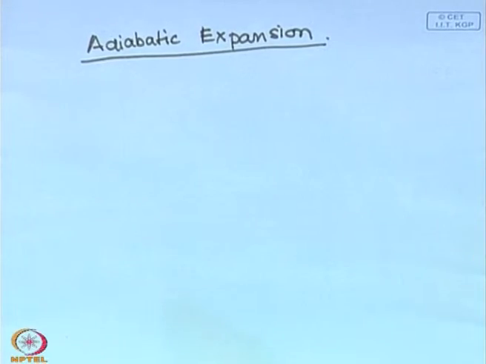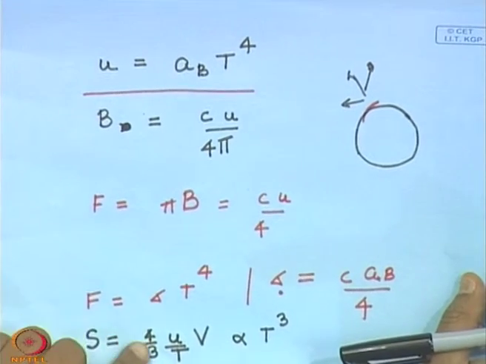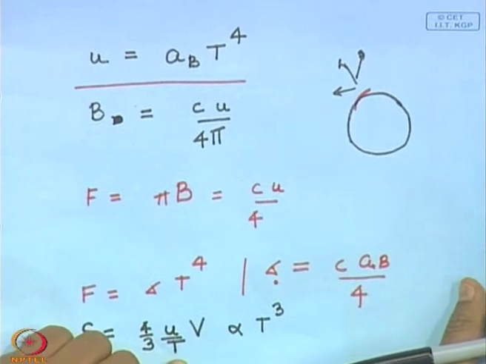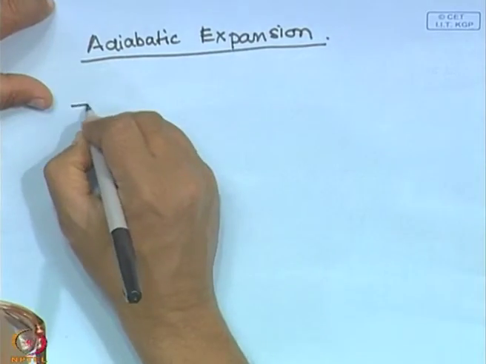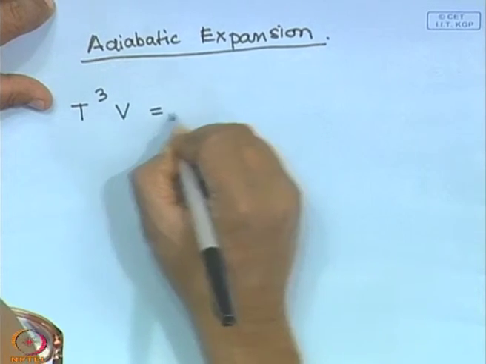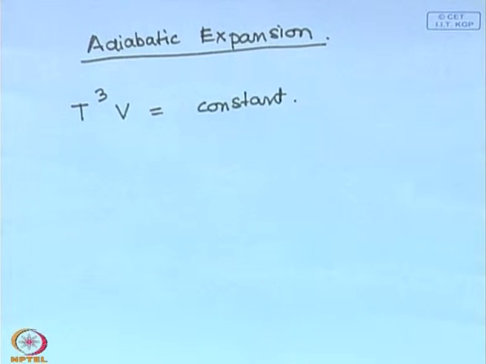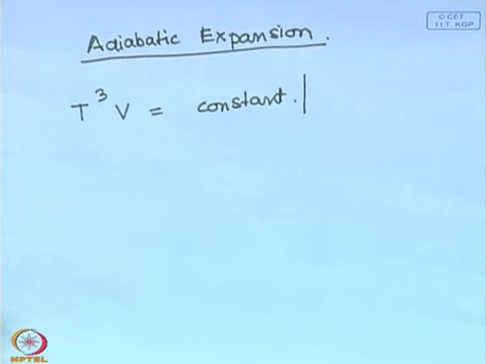Under adiabatic expansion, the entropy is conserved, and the entropy I just told you, and you can easily verify, is 4/3 u by the temperature, the energy density by the temperature into the volume. So, what it tells us is that T cube into V is a constant. Right, and it is convenient to write this relation in terms of the pressure and the volume.